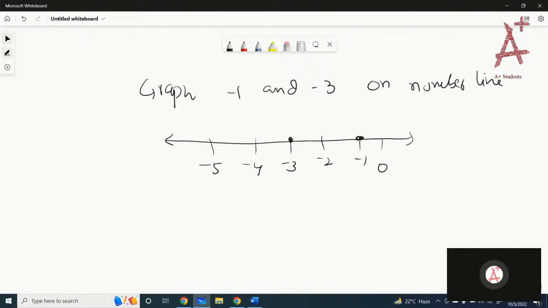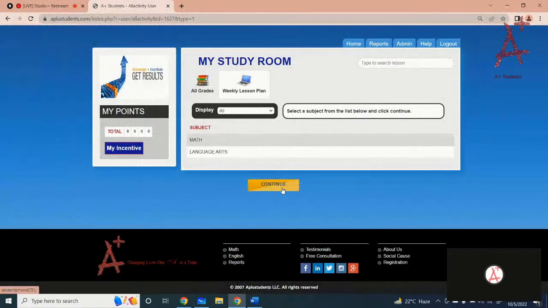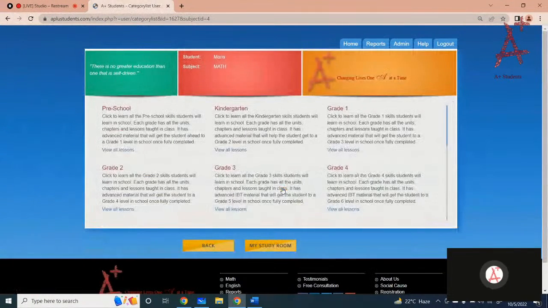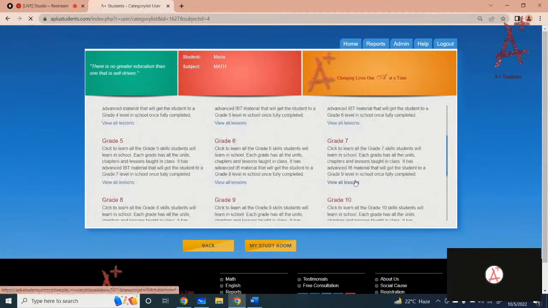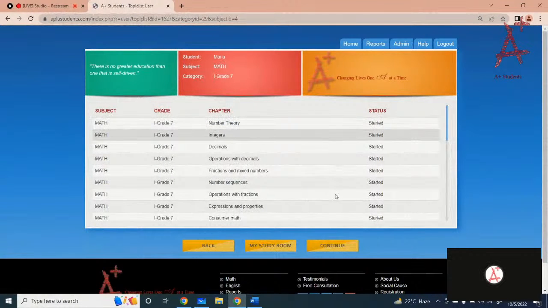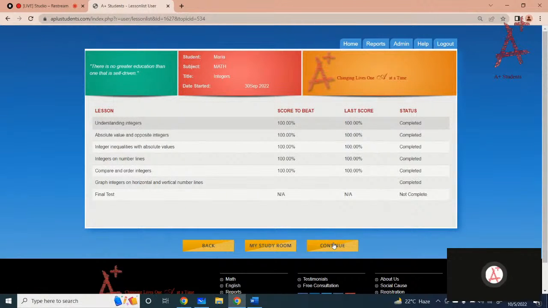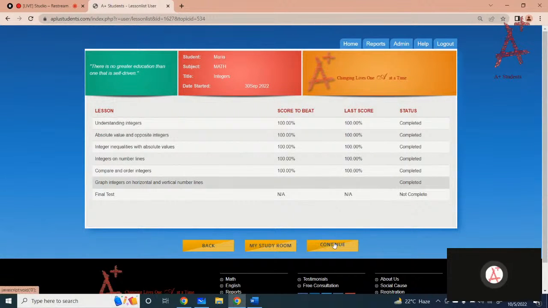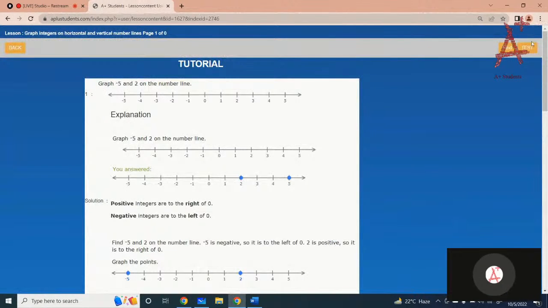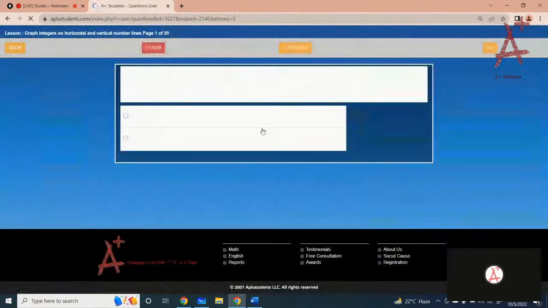Okay, on the top right corner you have a test button. Let's just click on the test button and let's start with the practice questions. Okay, let me just share my screen. So we have to select math from the subject tab. Then we have to scroll down to grade 7 maths. We are working on the chapter integer. And the topic we are doing is graph integers on horizontal and vertical number lines. So let's start with a test so that we can do practice questions. Got it?